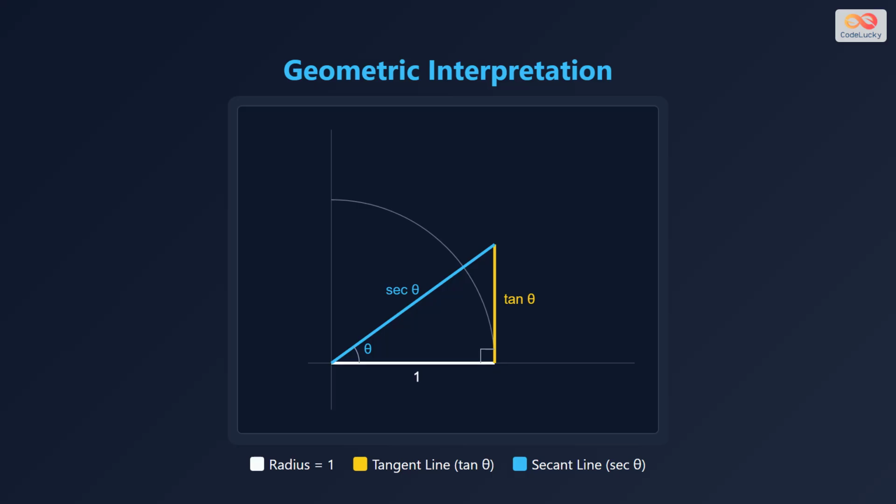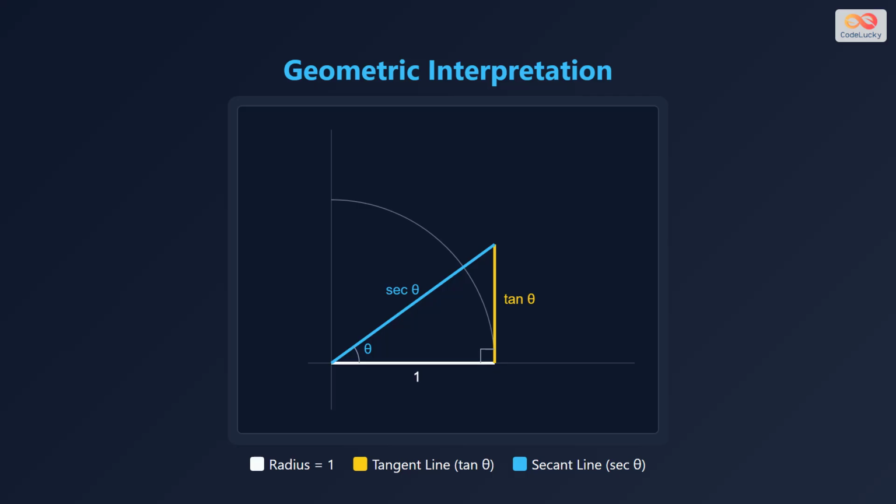We can visualize this on the unit circle. If we construct a right triangle where the base lies on the x-axis with a length of 1, the vertical side touching the circle becomes the length of tangent-θ. The hypotenuse, connecting the origin to that vertical line, has a length equal to secant-θ.